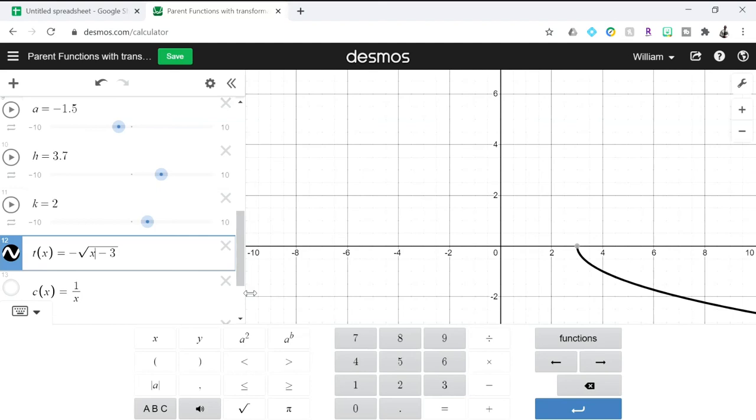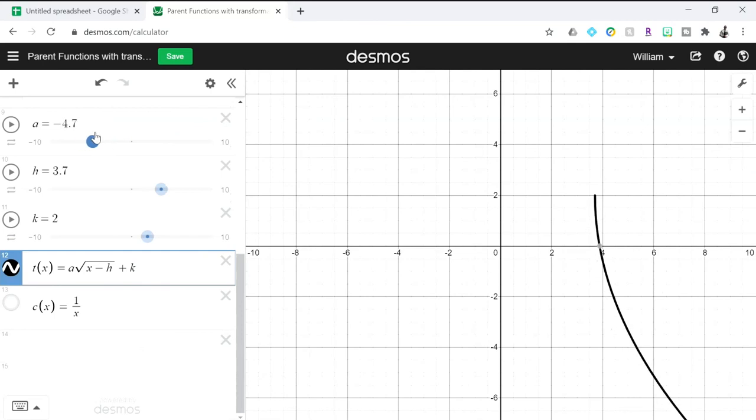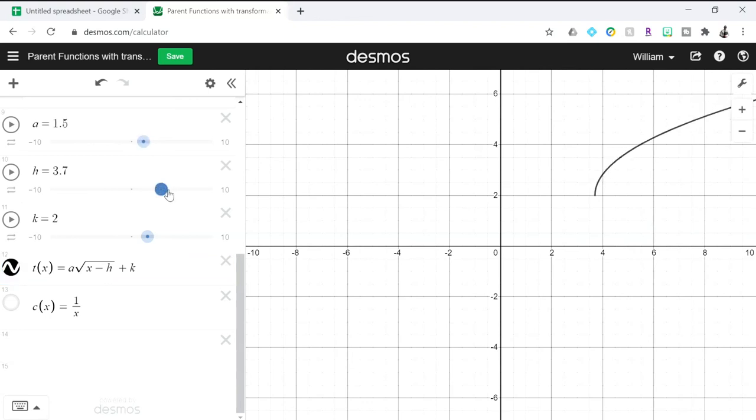Let's go ahead and put in our variables here. So if I change this -1 to an a, I'm going to change the 3 to an h, and on the outside I'm going to put a k value, so plus k. And now changing these sliders, we can see the transformations. Notice that's our vertical stretch, and as a becomes positive, it's going to look more like the parent function. And then h is going to shift it left and right, and k value is going to shift it up and down.